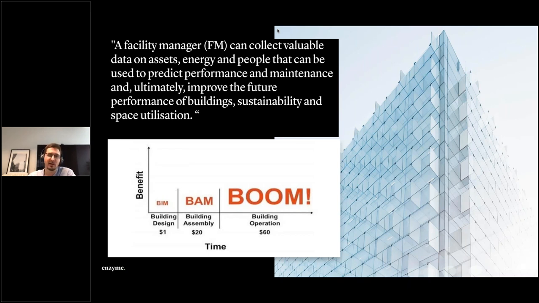This diagram is very famous, I think it was shown by McLeamy, I can't remember his name. It says that every dollar we spend in design becomes $20 in the building assembly, in the construction area, and those $20 become $60 during the building operation. These are the proportions of how we are spending the money. So during the whole life cycle, we spend 60 times more money in the operation than in the design. If we are using these building technologies for design and for assembly, we need to make sure these information technologies also permeate the facility management and operation phase, because this is where the big money and the big savings are.